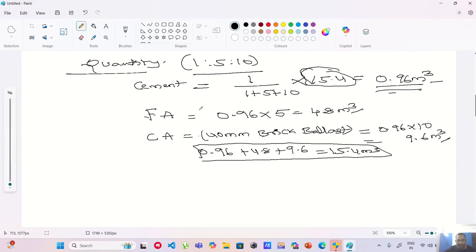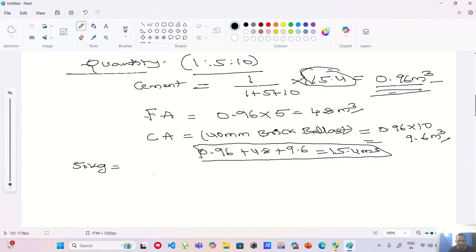Now in the market there is no cubic meter cost for cement. Everyone has heard that cement is available in 50 kg bags. Only the cement cost is per 50 kg bag, but fine aggregate and coarse aggregate are in cubic meters. So for 0.96 cubic meter, how many kgs of cement is possible?